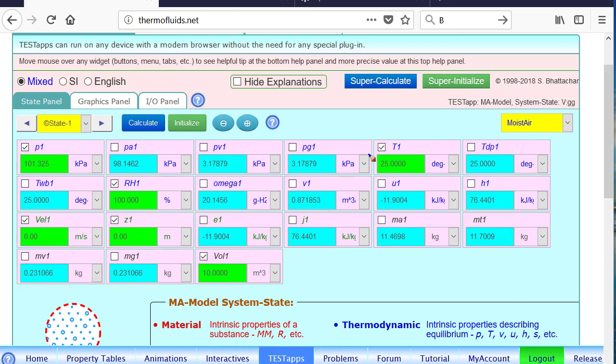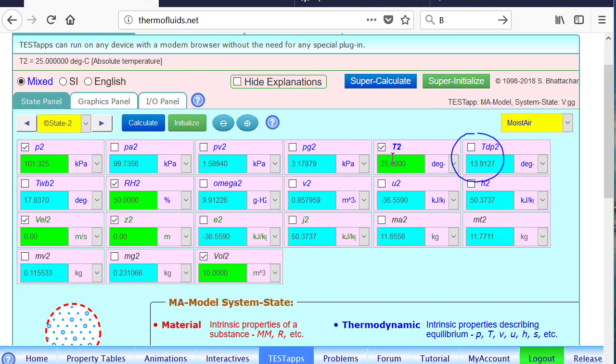So these are our pressures. The temperature is given here, and TDP is the dew point temperature. Notice it is equal to the temperature because it's saturated. But if we go to state 2, you will find the dew point temperature is lower than the temperature because relative humidity is 50%, and you have to cool the air down further to make it saturated so that dew appears. Similarly, if we go back to state 1, you'll notice that the wet bulb temperature is also equal to the temperature for a saturated state.